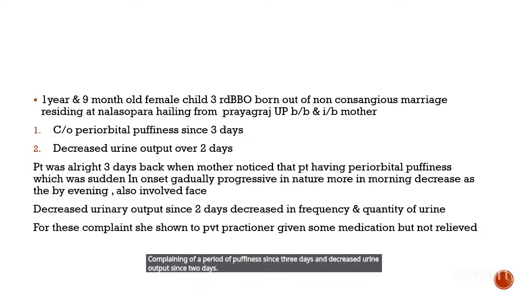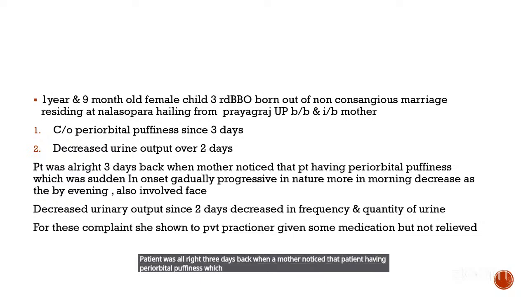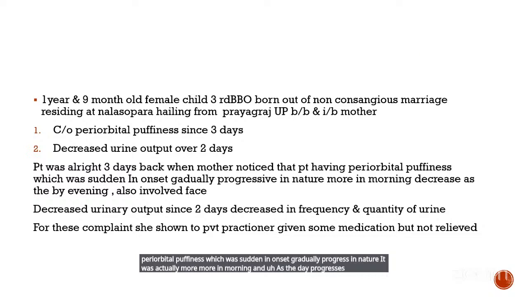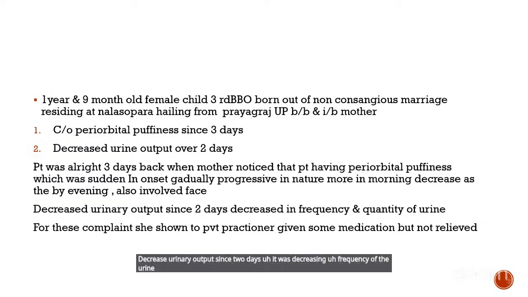Patient was all right 3 days back when mother noticed that patient having periorbital puffiness, which was sudden in onset, gradually progressive in nature. It was actually more in morning, and as the day progresses, the swelling decreases. Gradually, that swelling has involved face and all over the body. Decreased urinary output since 2 days. It was decreased in frequency of the urine as well as the quantity of the urine.